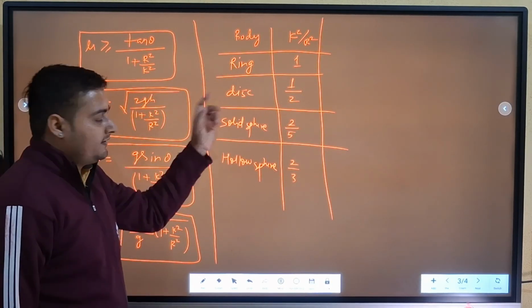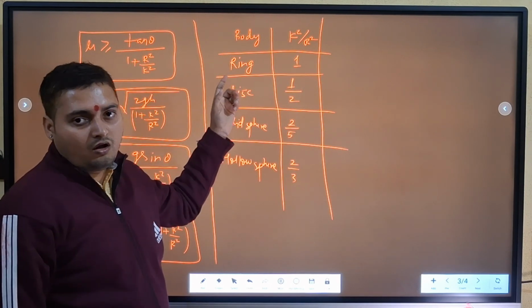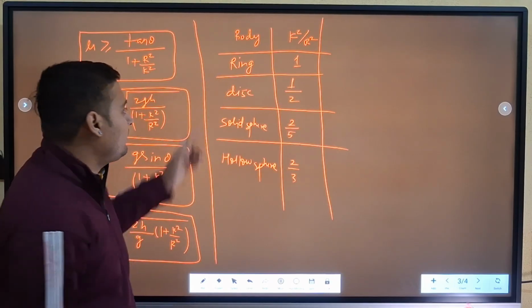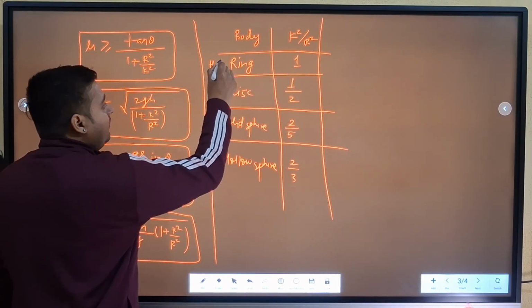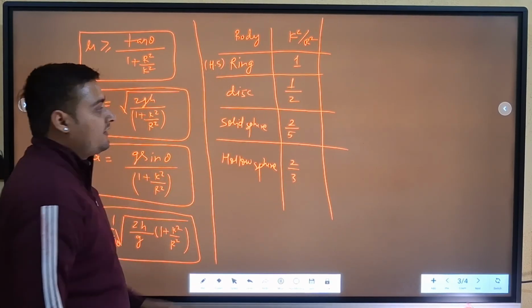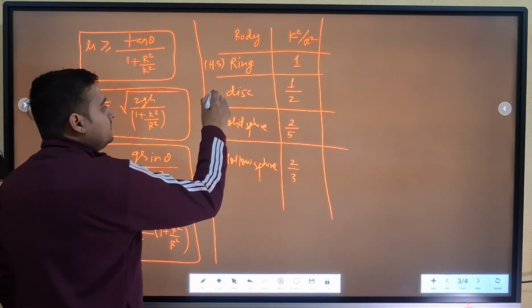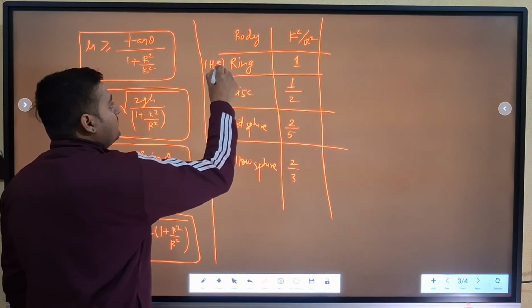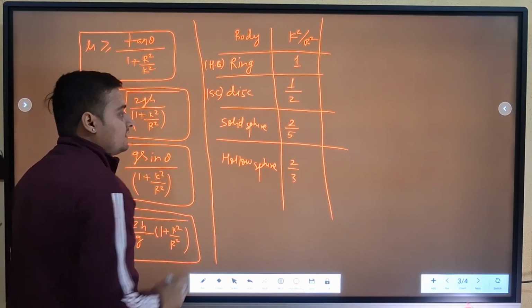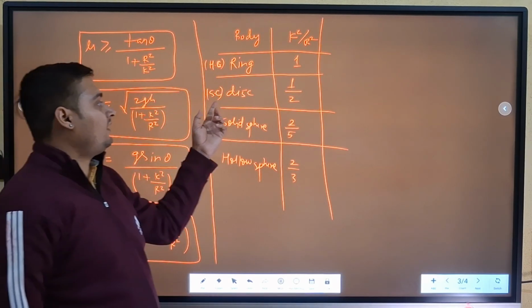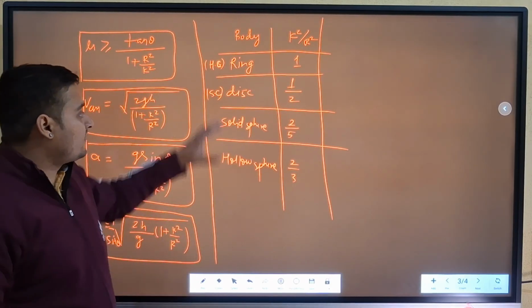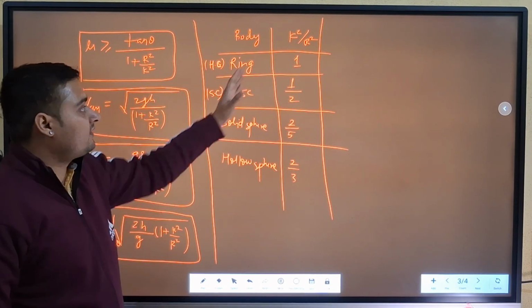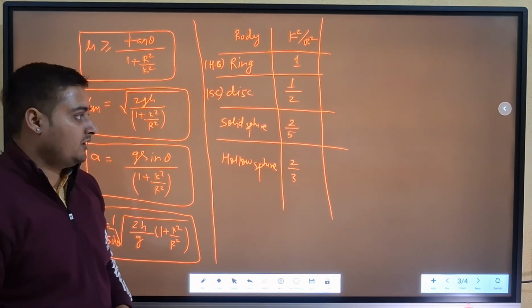If you see ring and disc, in case of ring you all know, hollow cylinder will behave as a ring, and solid cylinder will behave as a disc. So we are taking here hollow cylinder and solid cylinder case. So if you see here, 6 types of circular shape body we are assuming here, their value is given, which is k square by r square.